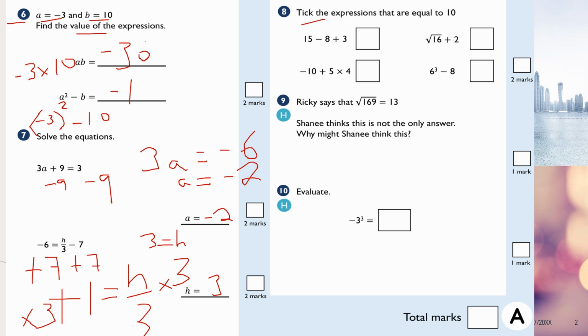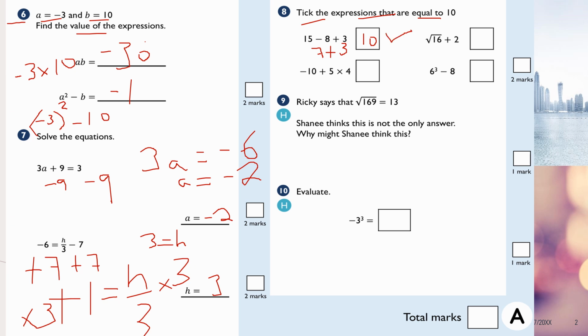Question number 8, take the expressions here that are equal to 10. So 15 minus 8, that'll be 7. 7 plus 3 is equal to 10. Remember, for the expression here, refer to BIDMAS. Okay, so that is right.